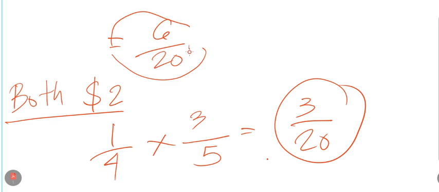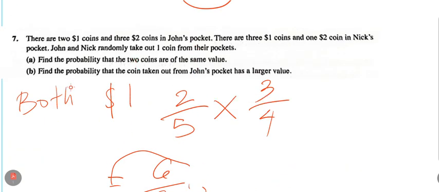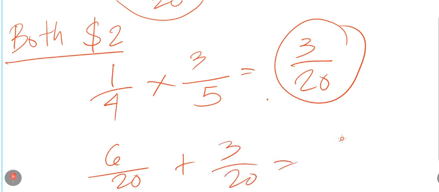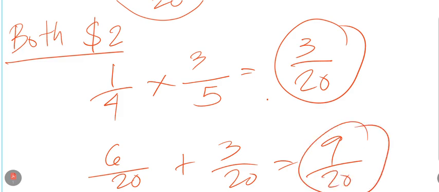But now the second question is: find the probability that the coin taken out from John's pocket has a larger value. First, the two coins being the same value: that's 6 over 20 plus 3 out of 20, which is 9 out of 20 for part A.